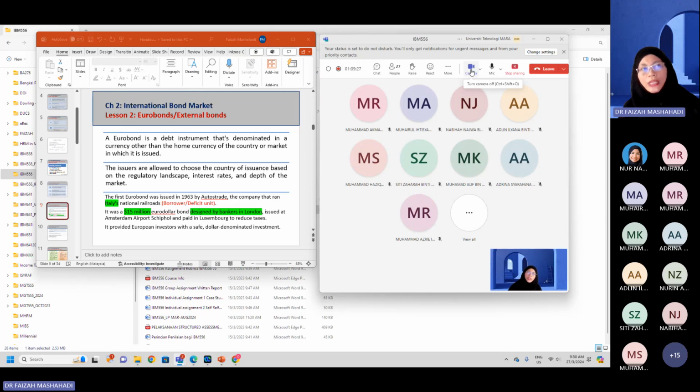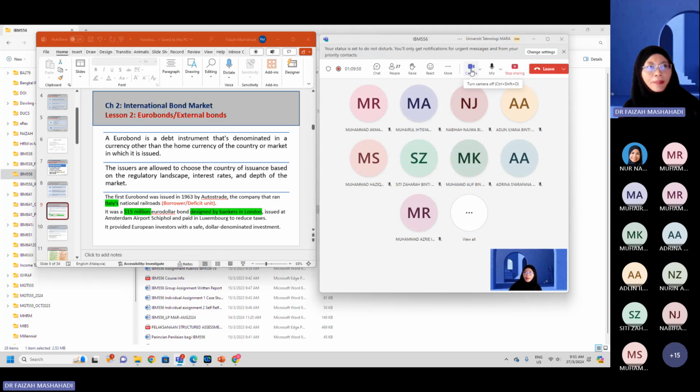If Proton wishes to issue in Australia, that bond would not be denominated in Australian dollar. It will be denominated in US dollar or in euro, right? Or in other currencies than Australian dollar. In common, they use US dollar. Kebanyakannya guna US dollar in Eurobonds. And they also use the most popular currency.